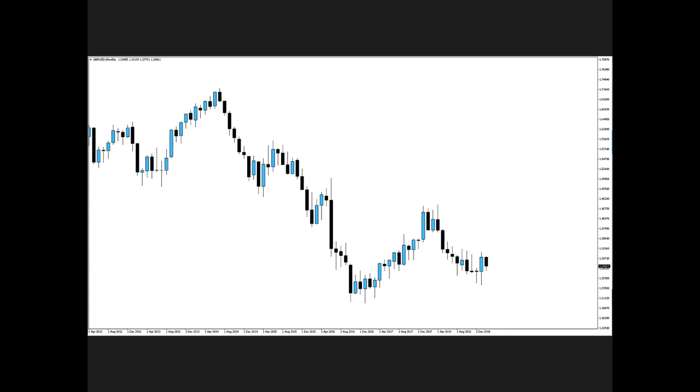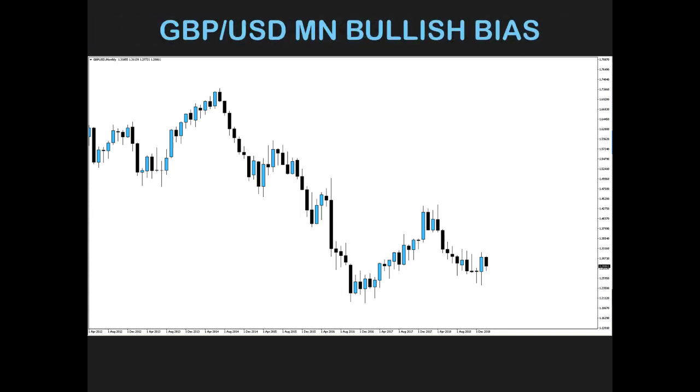Okay, so looking at this, this is the British pound US dollar monthly chart, and we're going to find a bullish bias on this monthly chart with this swing low point right here. If you don't know how to find the bias on the higher time frames, you need to go back and watch the video on determining the higher time frame bias, to figure out how exactly I'm figuring out the bias, and that we're bullish.